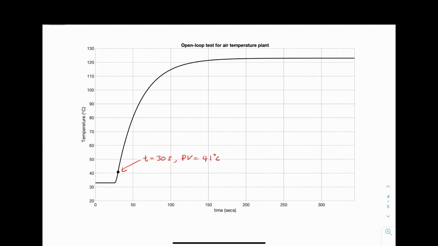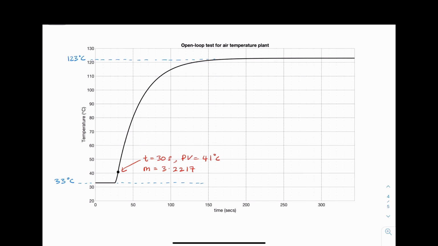Another important piece of information calculated using that software is the maximum gradient at this inflection point. This maximum gradient represents the slope of the maximum tangent line, and the gradient of the maximum tangent line is given by 3.2217. Also observe that the initial temperature for this experiment is 33 degrees Celsius, and the steady state output in this experiment is 123 degrees Celsius.